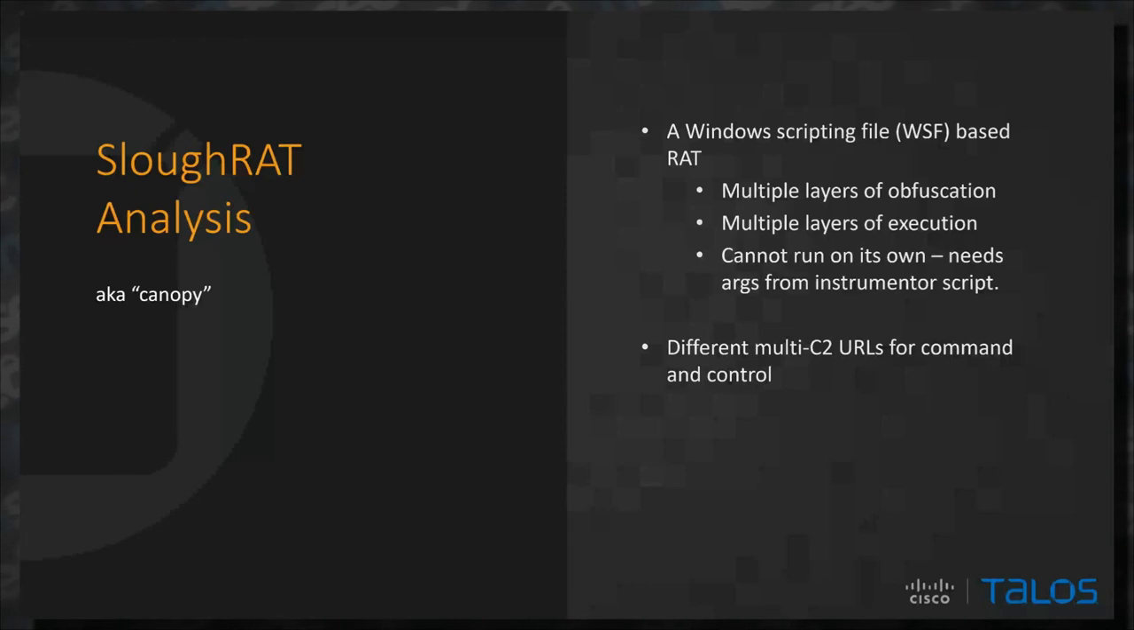So let me give you a brief overview of what Slough RAT is. We named it Slough RAT, but it is also known as Canopy. This RAT was also disclosed by the Cybersecurity and Infrastructure Security Agency of the United States, CISA. This is a WSF-based RAT, so it contains different snippets of code consisting of VBScript and JavaScript, and the execution jumps from one snippet to the other in order to carry out the malicious functionality that resides inside of this RAT.